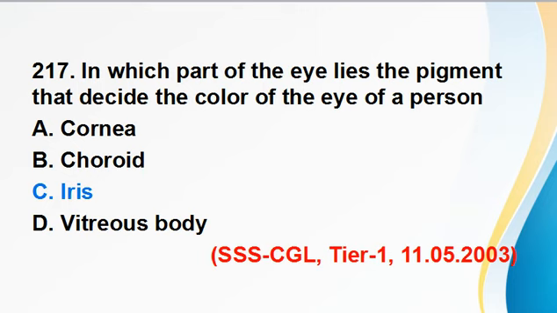Iris is responsible for the color of the eye. The iris is a thin circular structure in the eye that is responsible for controlling the diameter and size of the pupil and thus the amount of light reaching the retina. And this colored part of the eye is iris, and this iris has pigmentation that determines the eye color. So answer C is correct. Iris is responsible for the color of the eye.